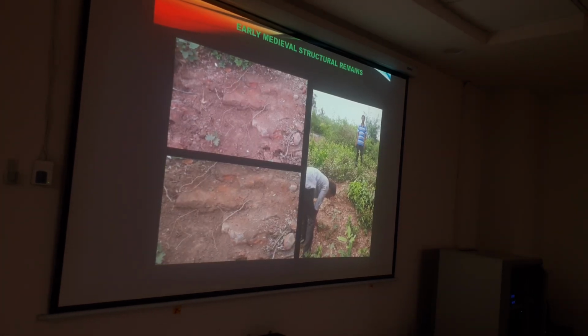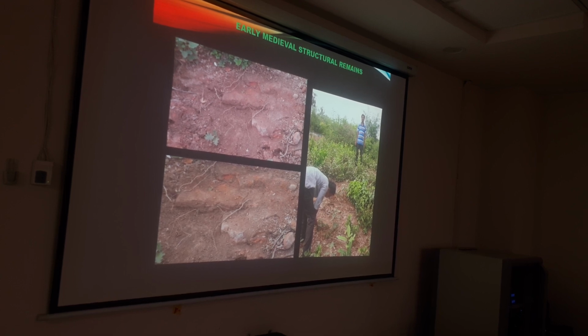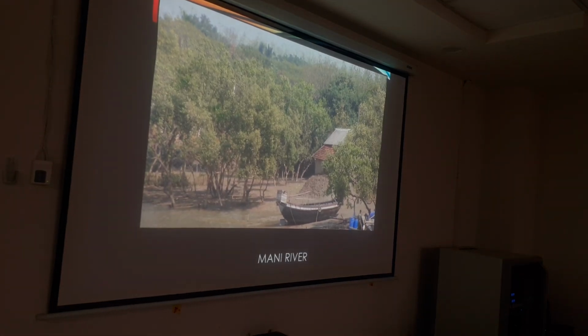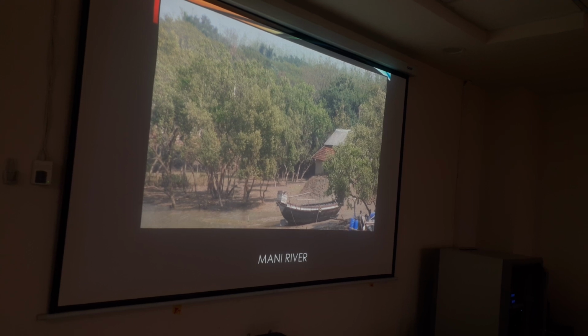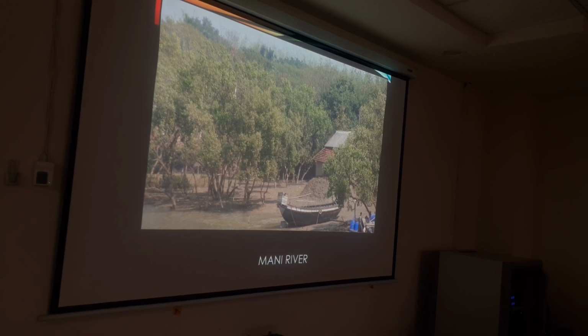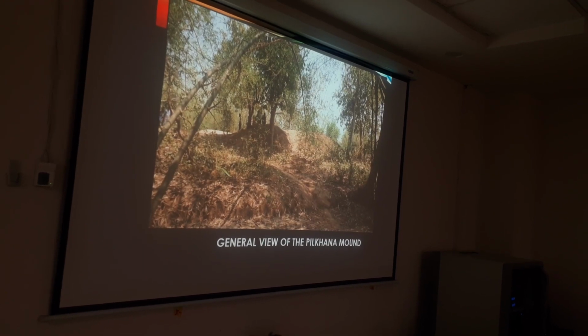Now this is the explored site. We were exploring it first, and there are a number of mounds here, but we selected the largest one for our excavations. This is the excavation beside them. And now you can see the mangrove forest, and here you can see the Mani River. Just opposite, on the left bank, we find this particular mound. You can see that the character of the Sundarban is reflected here also. This is a huge mound, almost 60 by 60 meters.